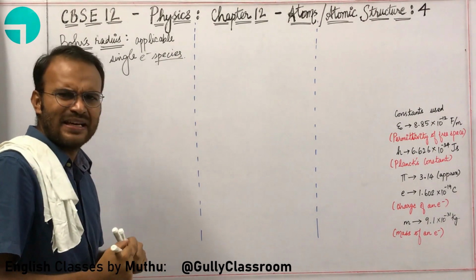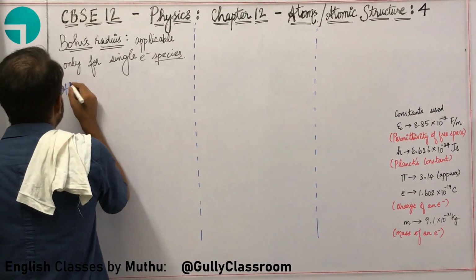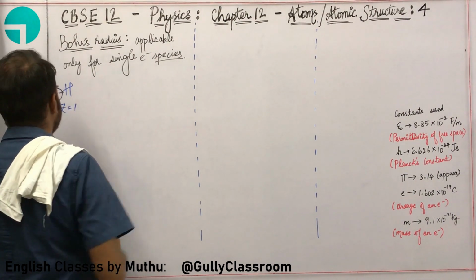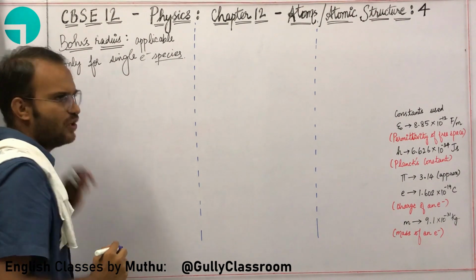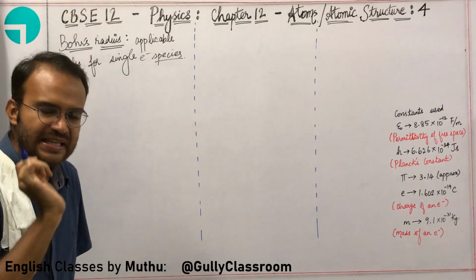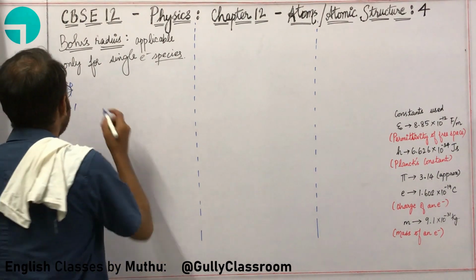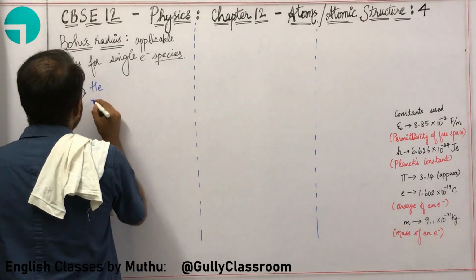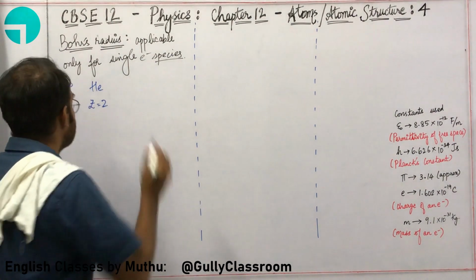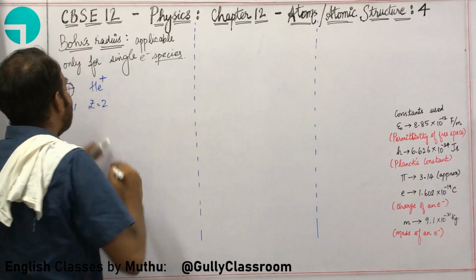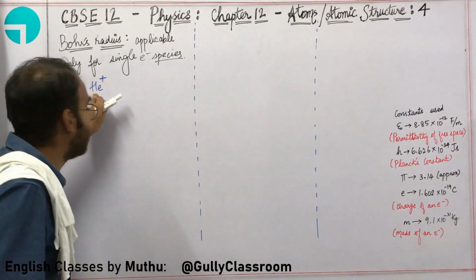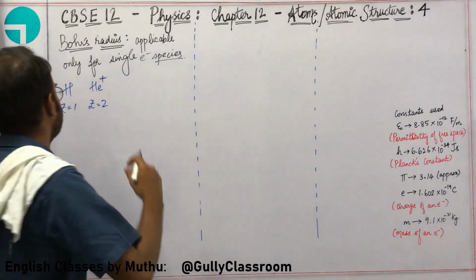Sir, what is single electron species? Let us take hydrogen. Hydrogen atomic number Z is equal to 1. Hence, it has only one electron. So, hydrogen can be called a single electron species. What about helium? Sir, for helium atomic number is 2, but it has 2 electrons. If I put a plus here, helium has lost 1 electron. So, helium can be considered as a single electron species.